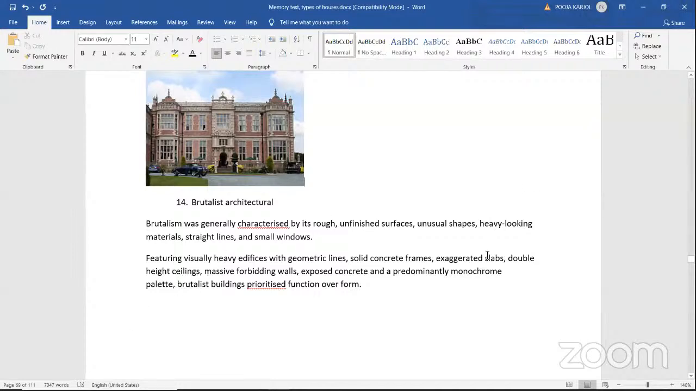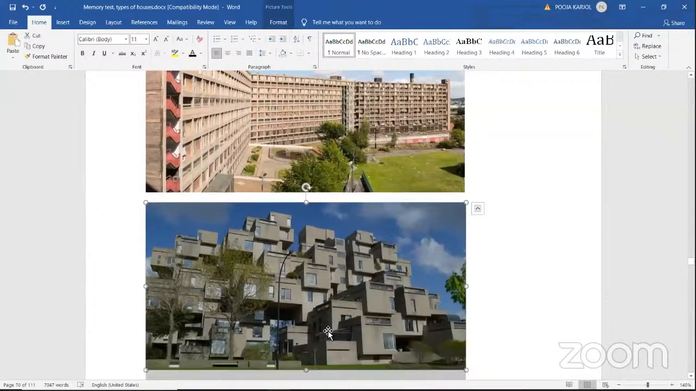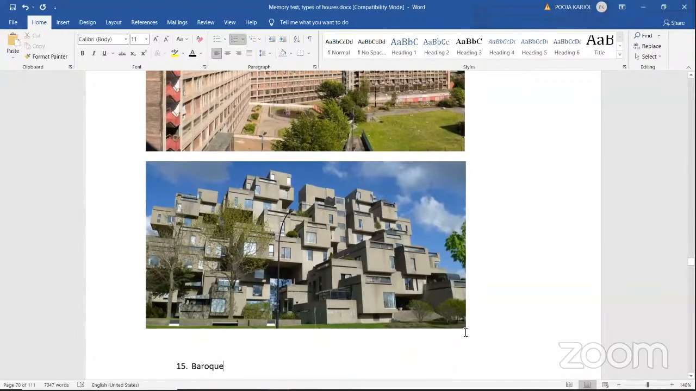Double height ceilings, exaggerated slabs, predominantly monochrome palette. Okay? Buildings prioritize function over form. This is kind of an example piece. They won't always look like this. They usually look like this. Okay? One of the masterpieces of the brutalist movement.